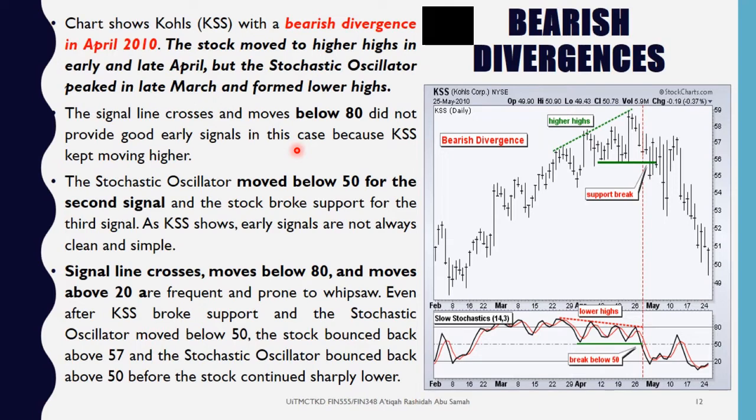for the third signal. Signal line crosses or moves below 80 and moves above 20 are frequent and prone to whipsaw. Even after KSS broke support and the stochastic moved below 50, the stock bounced back above 57 and the stochastic bounced back above 50 before the stock continued sharply lower.